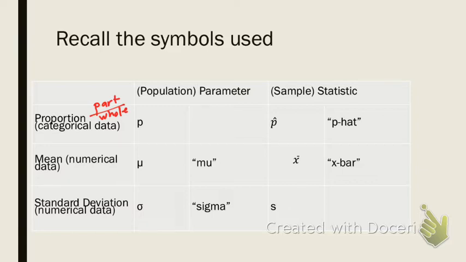And then for mean, X bar, make sure that you put a bar over the X, and then mu. Then standard deviation, sigma and S. You might want to write in, I typed this in, categorical, numerical, numerical. When I say the word proportion, that goes with categorical data. Mean and standard deviation go with numerical.